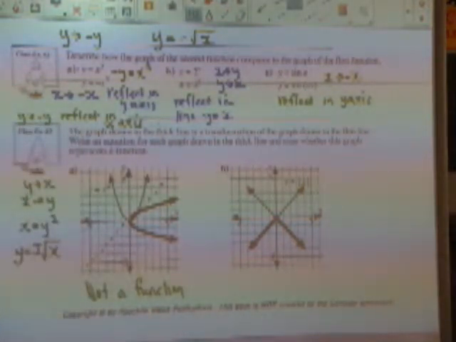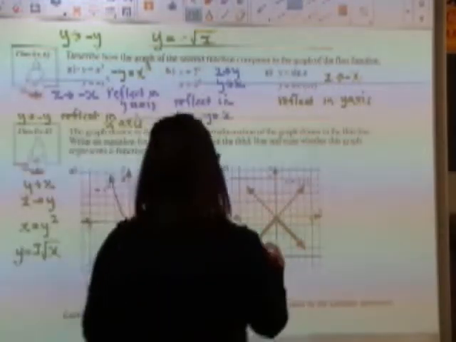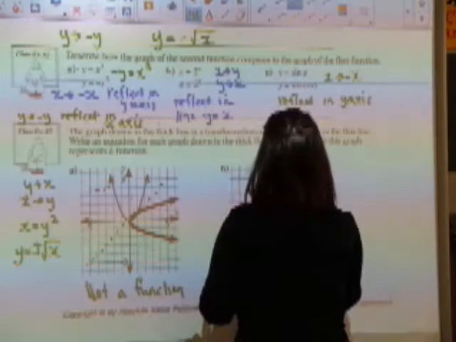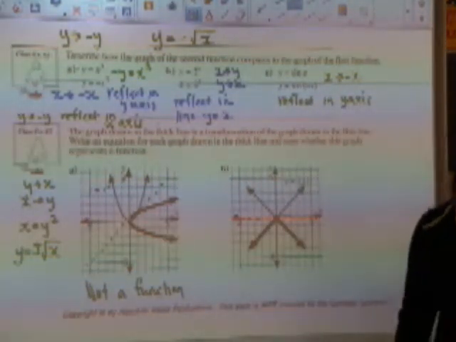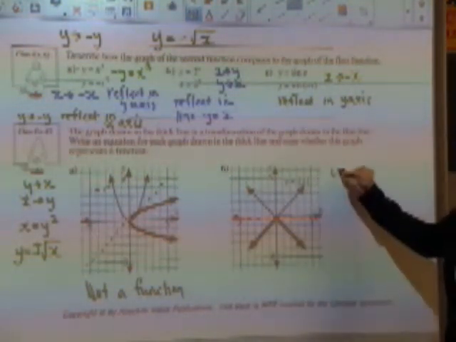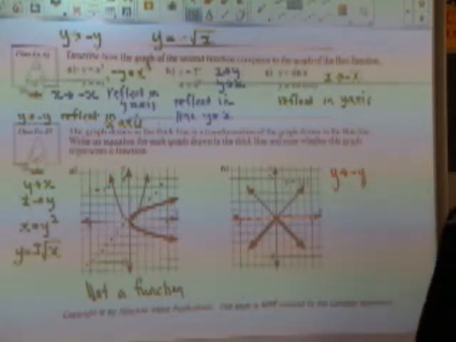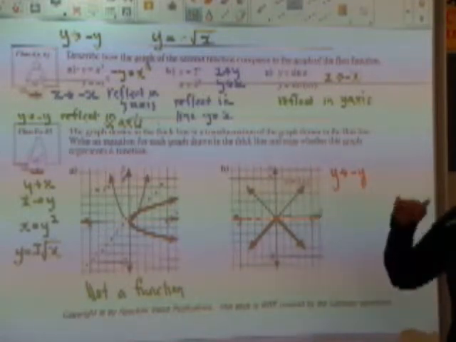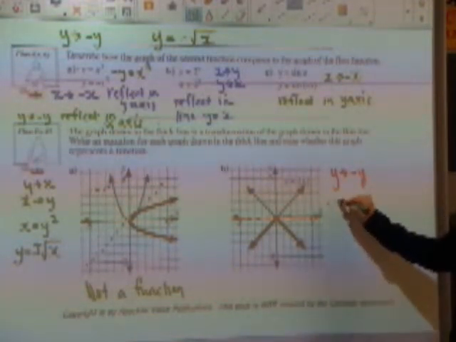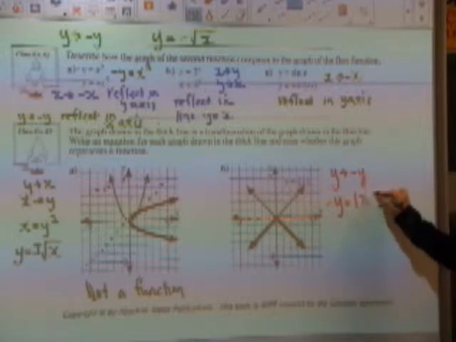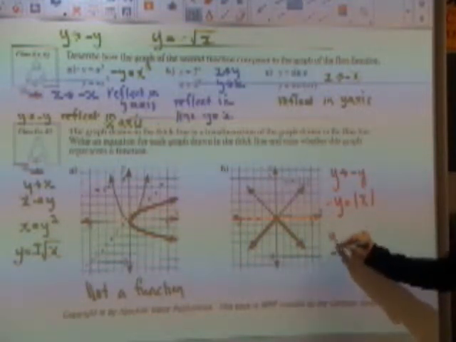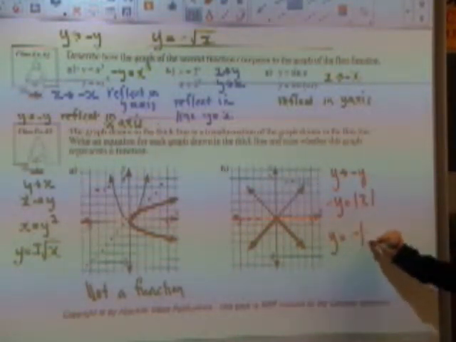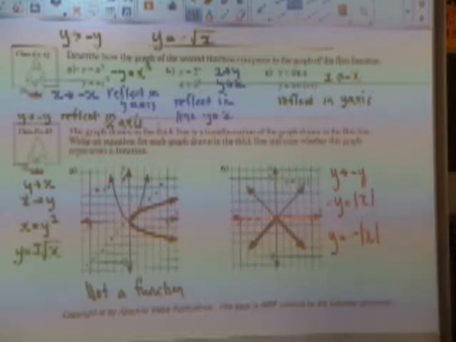Okay, so if I look at B, what's my reflection line? The x-axis. So if the x-axis is my reflection line, what's my replacement? So my equation, which was y equals the absolute value of x, would become negative y equals the absolute value of x, or y equals negative the absolute value of x.